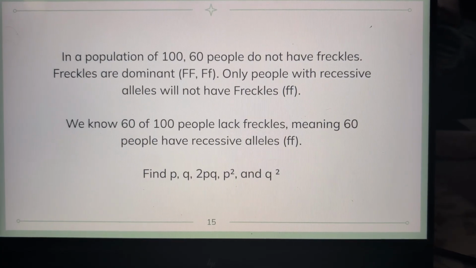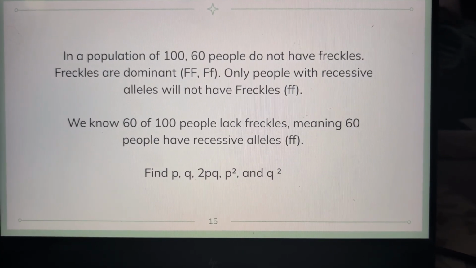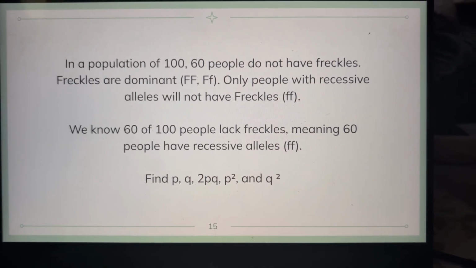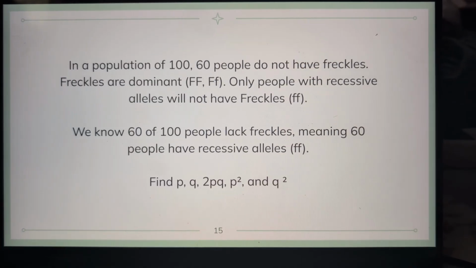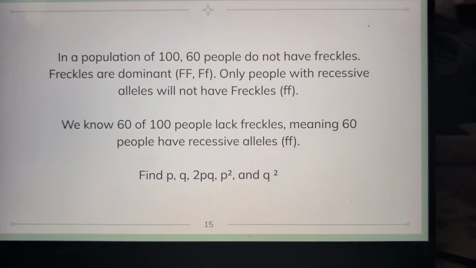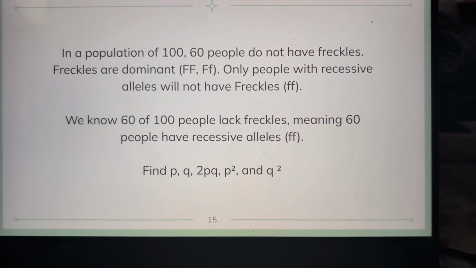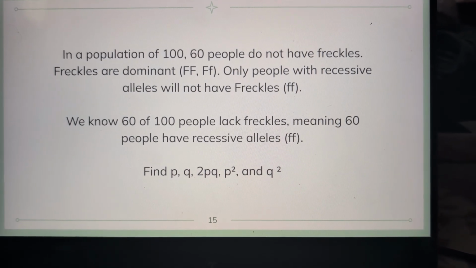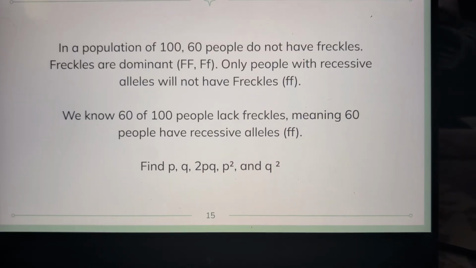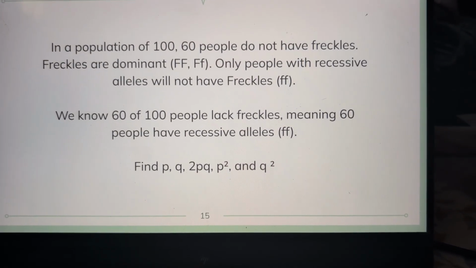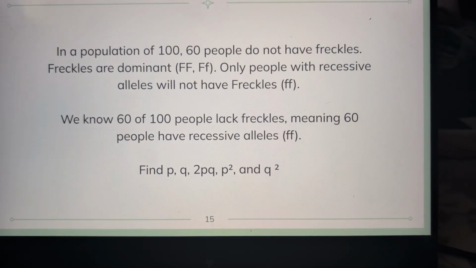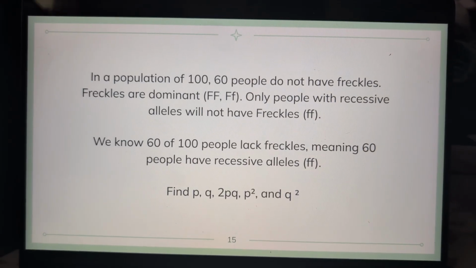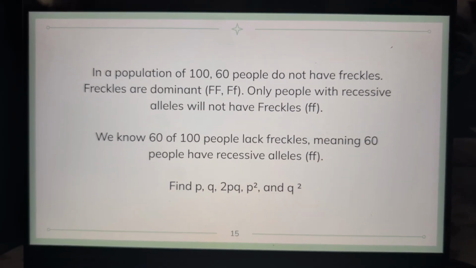For an example, in a population of 100, 60 people do not have freckles. Freckles are dominant, which means they're homozygous or heterozygous dominant. Only people with recessive alleles will not have freckles, or people who are homozygous recessive. We know that 60 of 100 people lack freckles, which means 60 people have homozygous recessive alleles. We will be finding p, q, 2pq, p squared, and q squared.